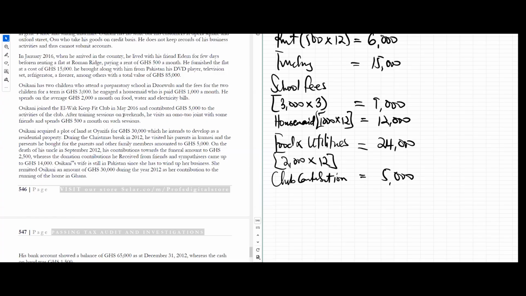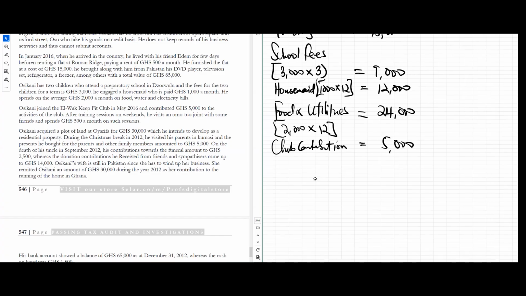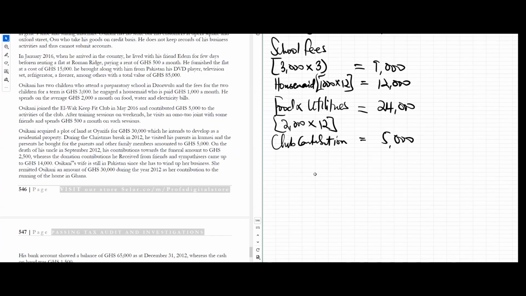And after training sessions on weekends, he visits an Omutuo joint with some friends and spends 500 a month on Omutuo. So Omutuo joint, how much was he spending? So that should be 6,000. 500 times 12 months is 6,000.